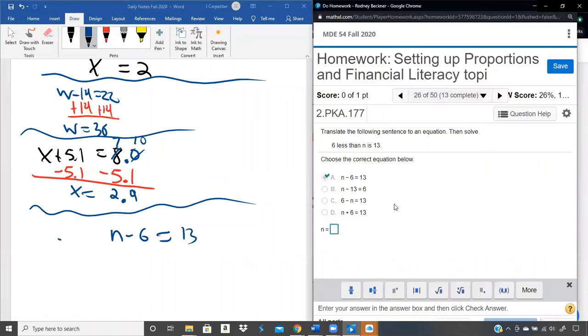Oh, then solve. That's what happened. Okay, then solve. We got to pay attention and read instructions. What happens when we rush? There are 9 minutes left.